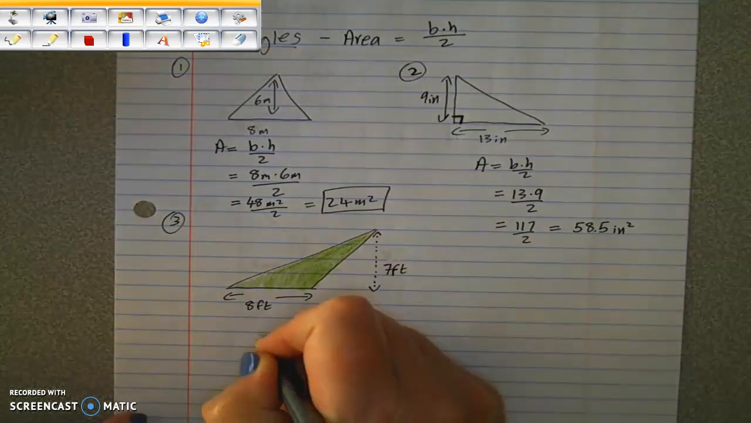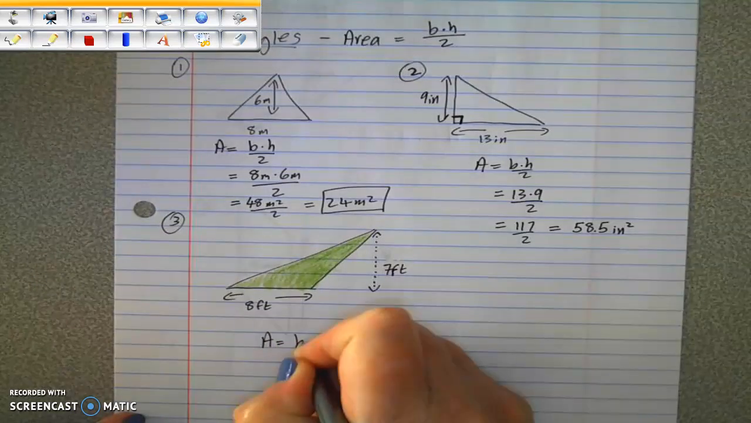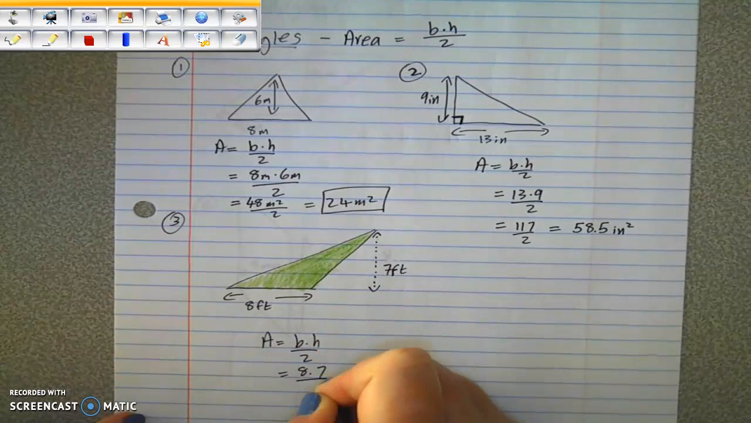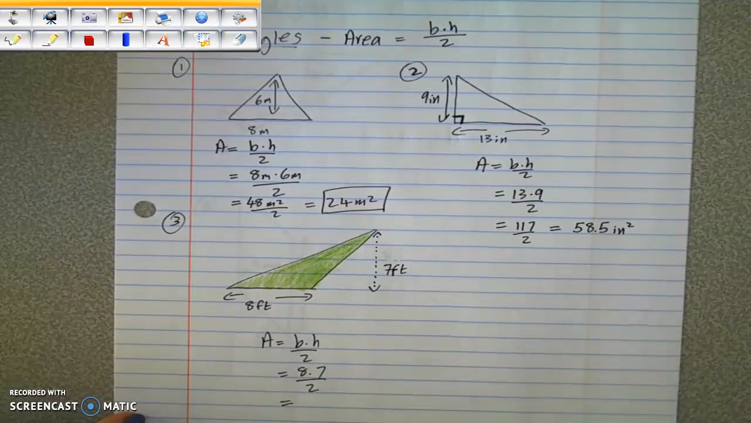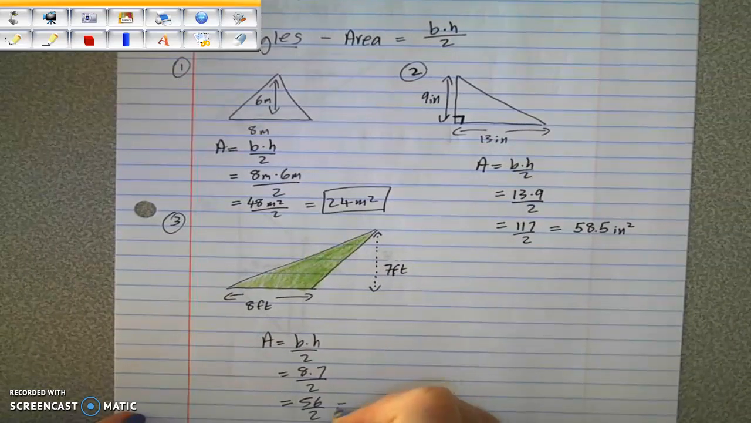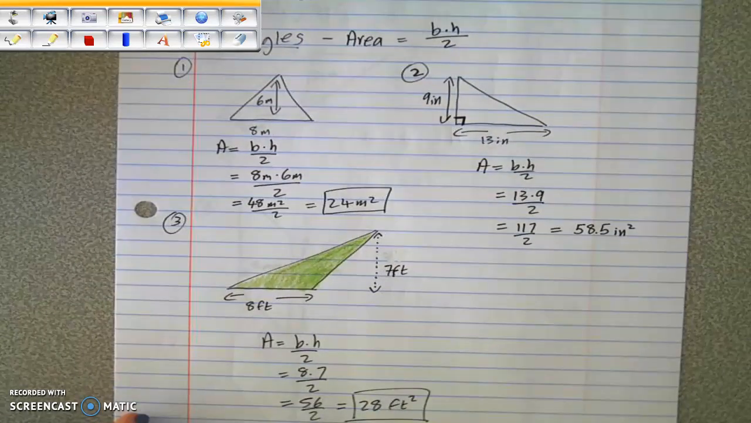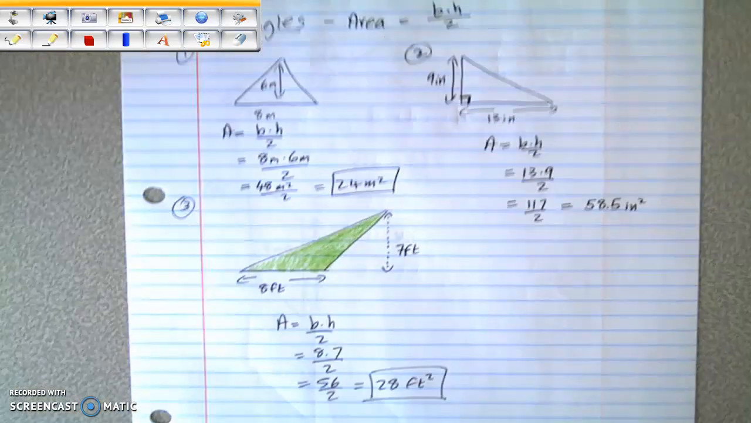So the area is base times height divided by 2. So it's 8 times 7 divided by 2. And 8 times 7 is 56 divided by 2, which is 28 feet squared. Remember your units, please. And it's always squared because it's area.